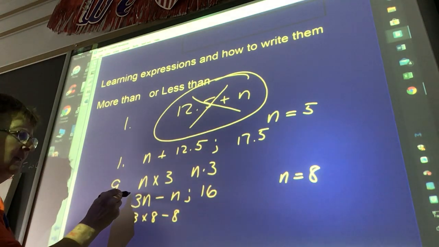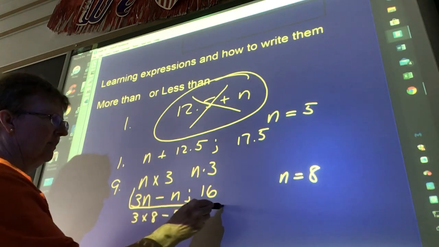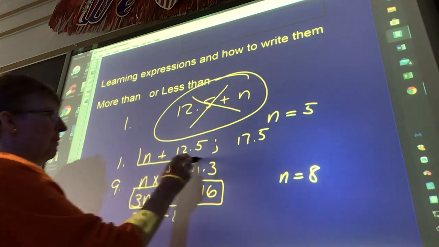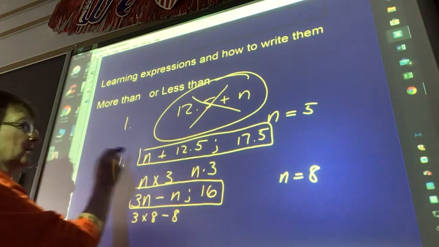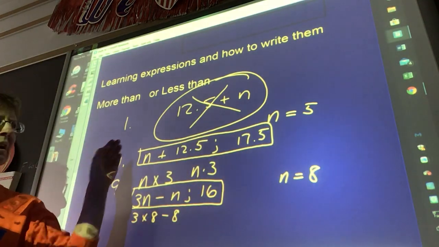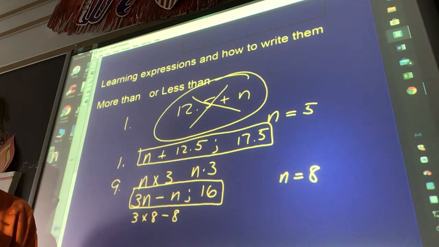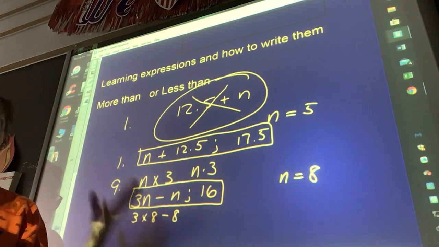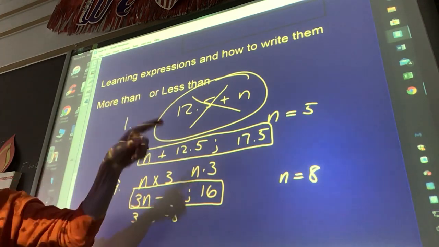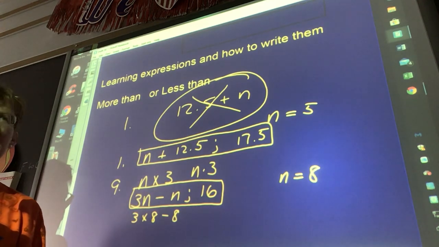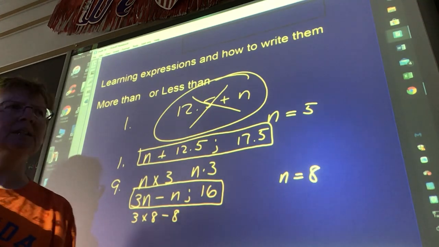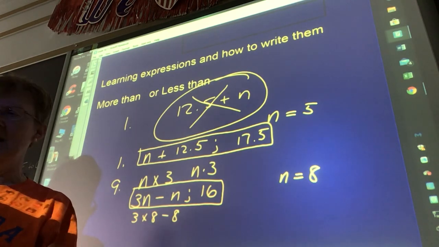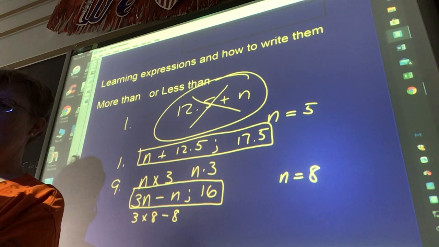This is what I would write for number 9. This is what I would write for number 1. So those are the two examples that you have for that lesson. You've got to remember more than or less than and then switch it around, okay? Let me know if you have any questions. You might want to pause the tape here. I'm going to go on in just a second to lesson 2.